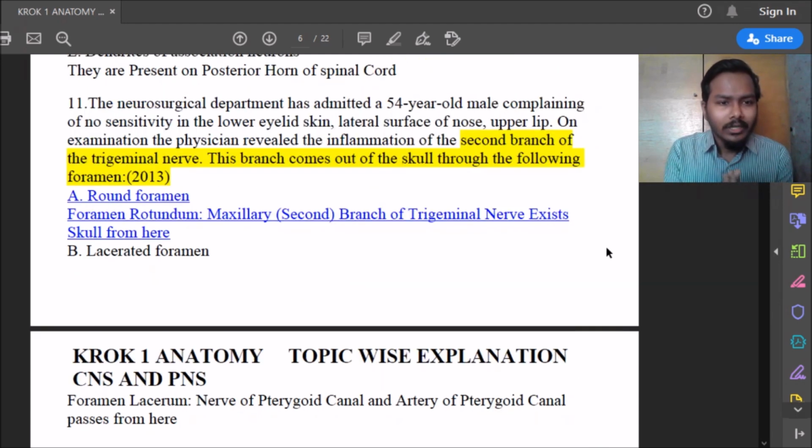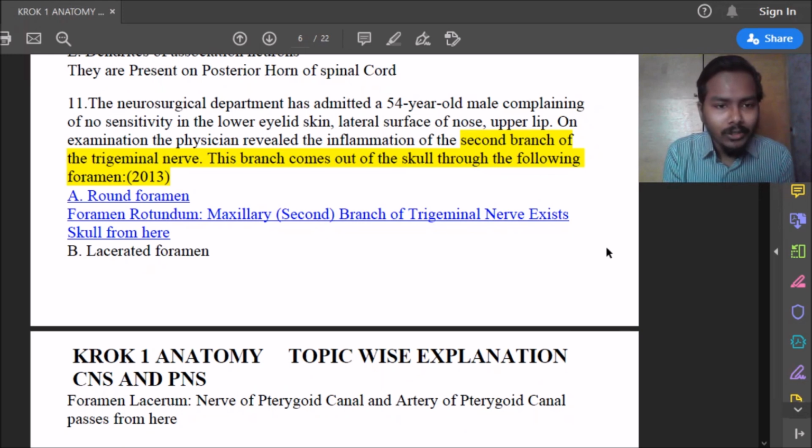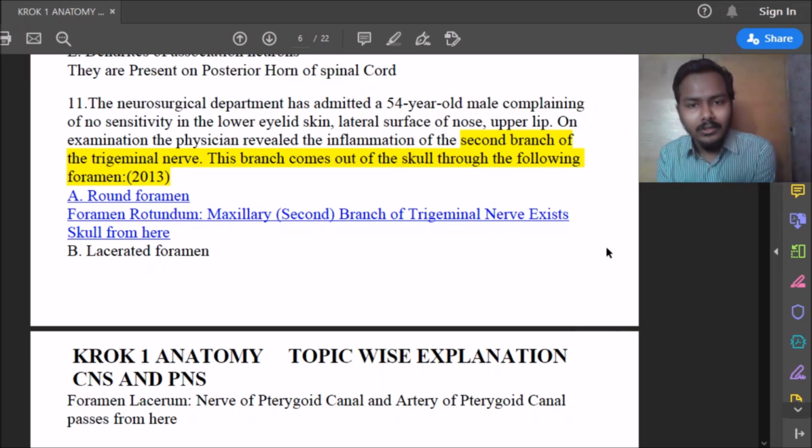If there is damage to the dorsal root, there will be damage to the axons of sensory neurons. On examination, a physician revealed inflammation of the second branch of the trigeminal nerve. This branch comes out through which foramen? The second branch of the trigeminal nerve comes out of the skull through the foramen rotundum. Please note it down.